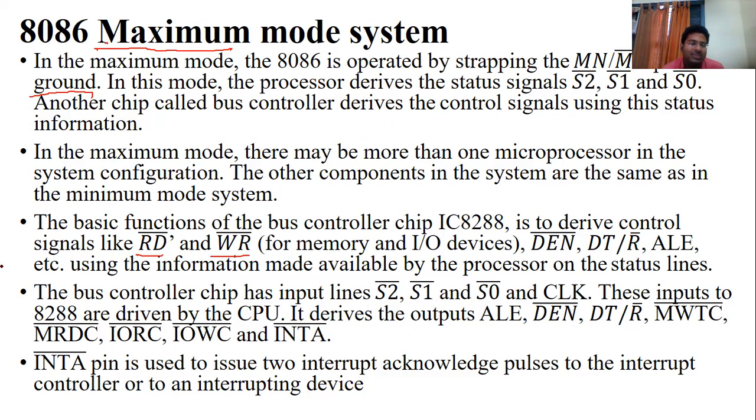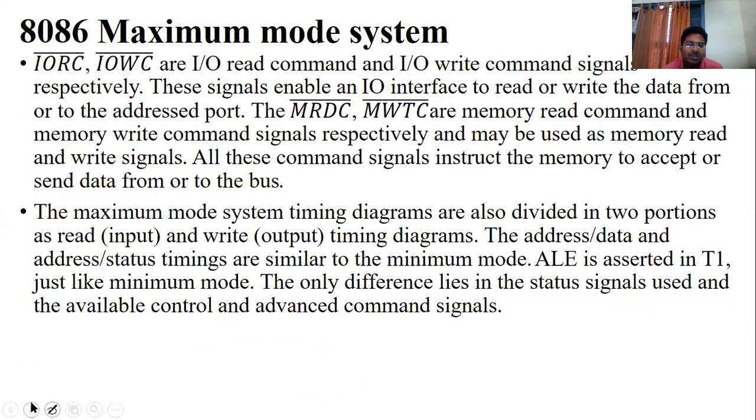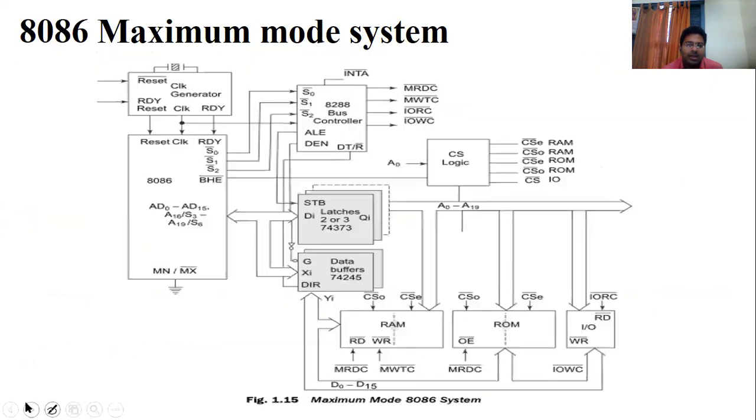So you can see how this minimum mode operation works. Whether you are connecting the maximum mode, that is 8086, to the memory, you again require latches, transceivers, and all. Again, you can see that all are the same. All the things for minimum mode and maximum mode are the same. The only difference is the pins. The diagrams are almost all equal.